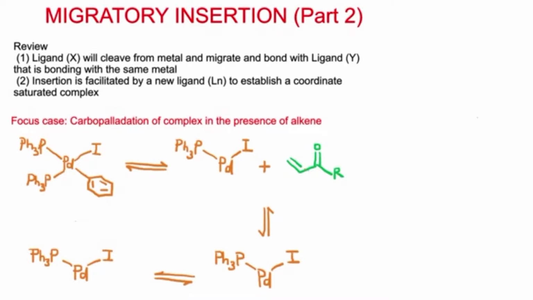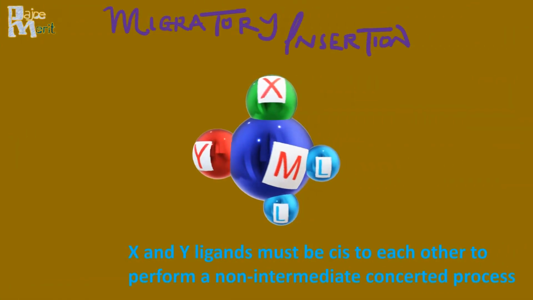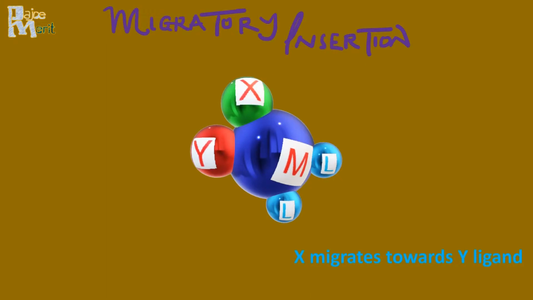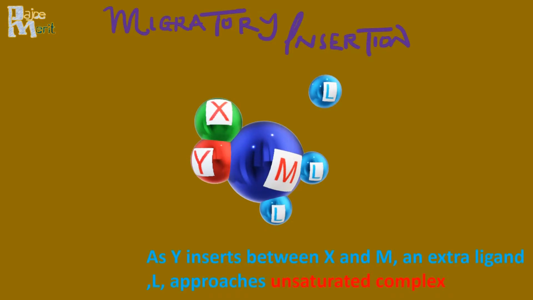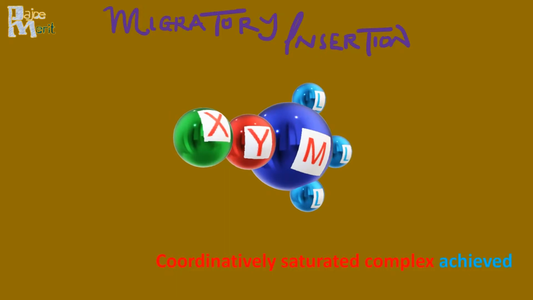We have a specific ligand, in this case X, which bonds initially with a metal and sits next to another ligand called Y. What happens first is a migratory insertion, where as a result of this reaction we have our metal bonding to Y and Y bonding to X. Now this complex created is not a saturated complex.